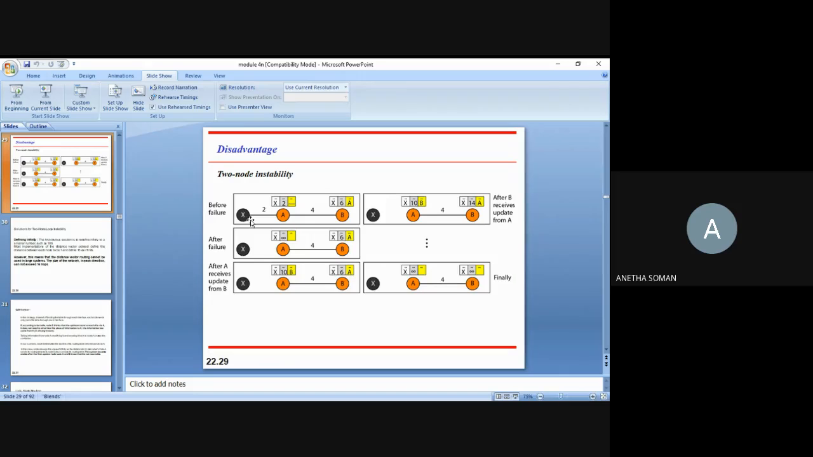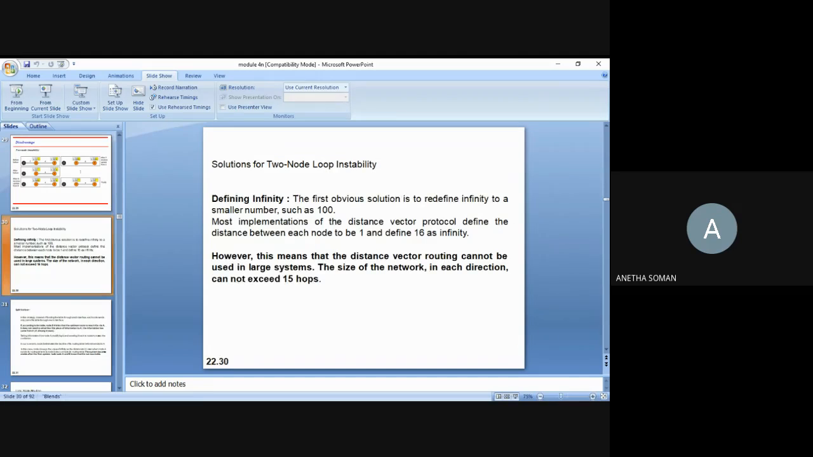Now, if B is eliminating the last column in the routing table, and A has a value of infinity in its routing table, then B will correct its routing table in the first update itself. The meaning is the system has reached a stable state. It is not going to an unstable state. Understanding what is split horizon and what is this count to infinity, defining infinity: these are the two solutions to eliminate the count to infinity problem.